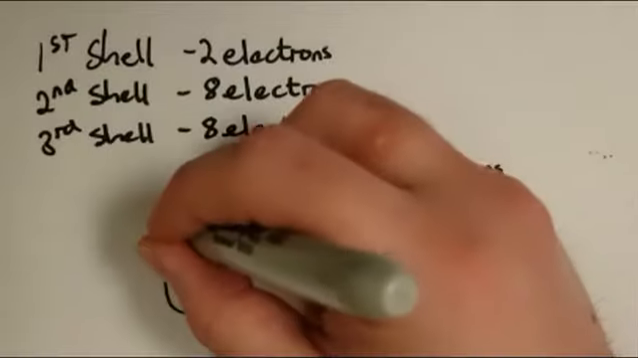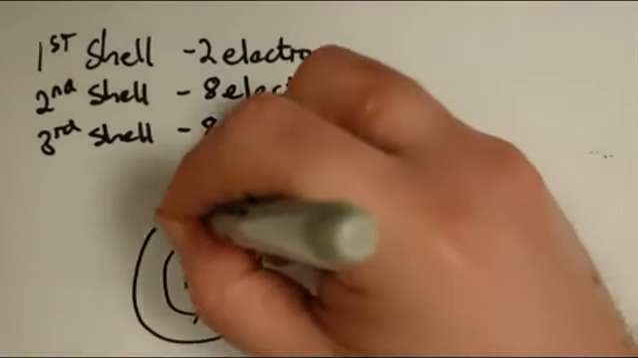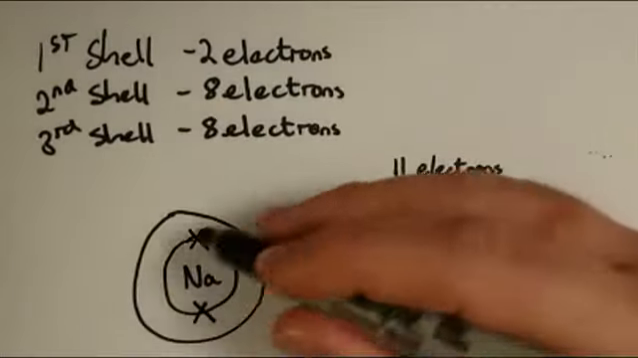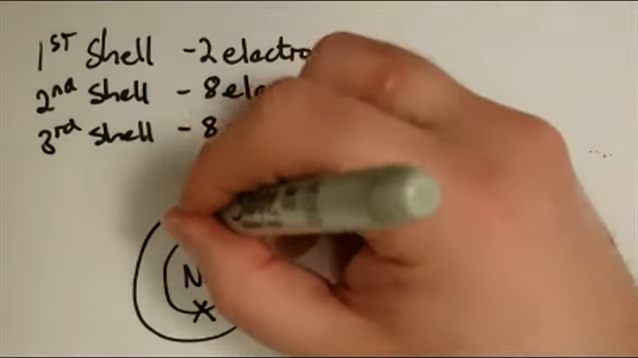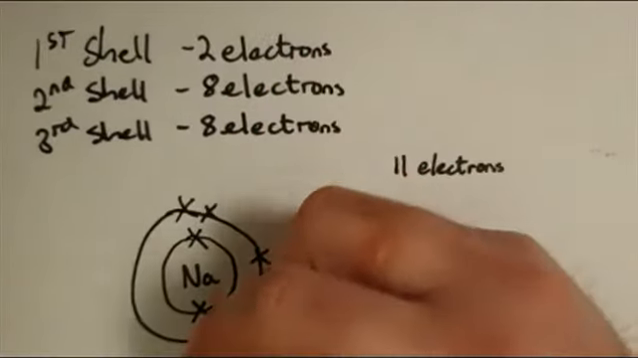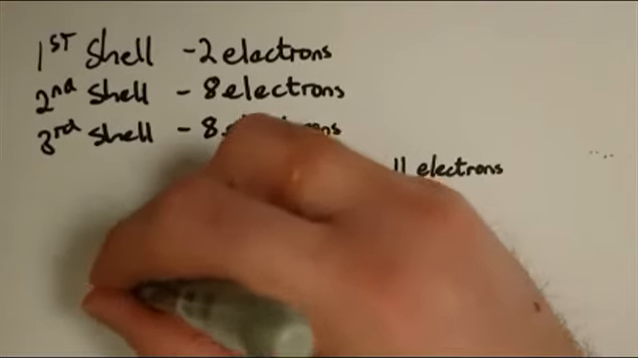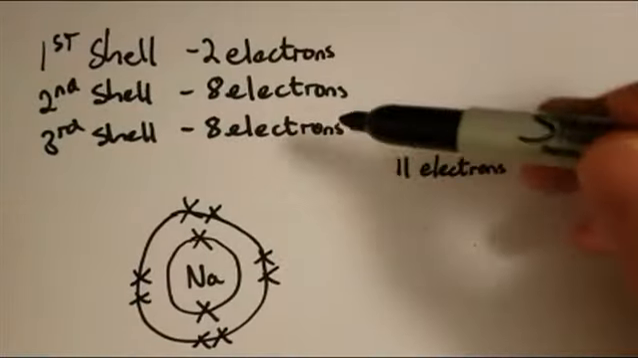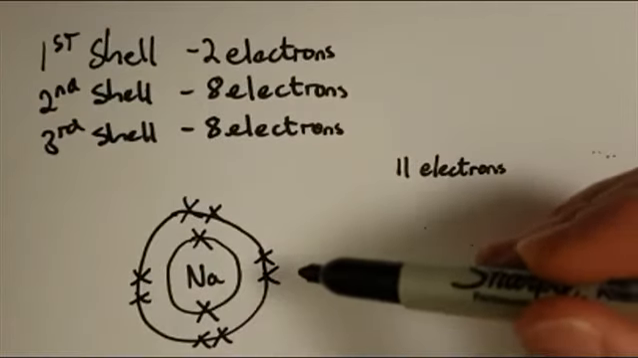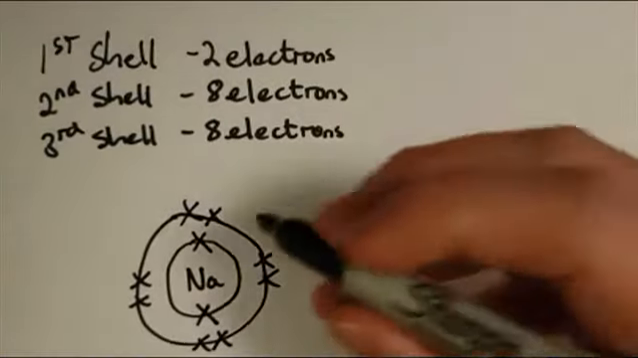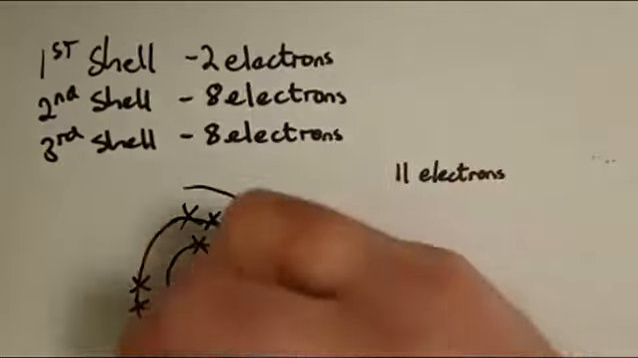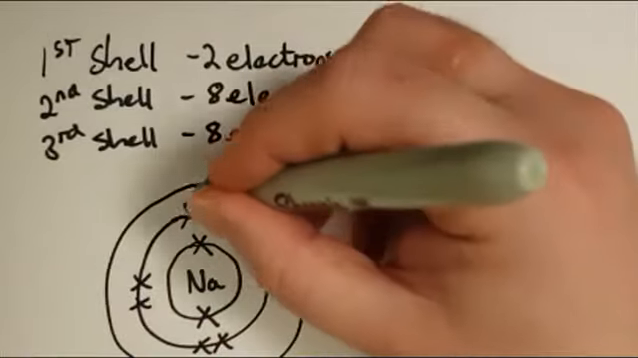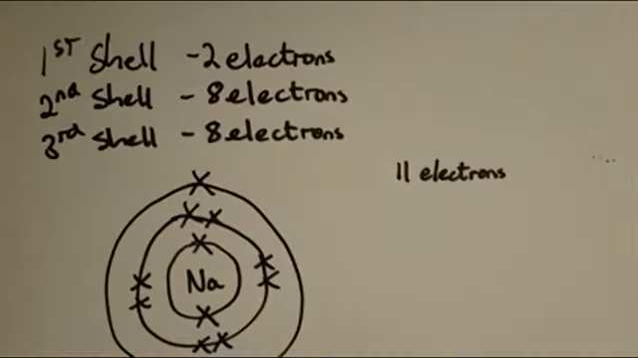I've got 9 left. So I'm going to do another shell. And I'll just draw all 9 in here. So 1, 2, 3, 4, 5, 6, 7, 8. And I can hear some of you shouting, Mr. Lewis, stop doing that. You can only get 8 electrons in your second shell. We need to add a third shell to make our next electron. So we'll draw it in there.